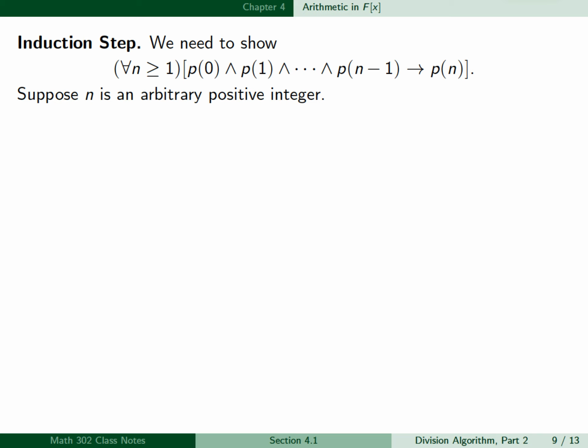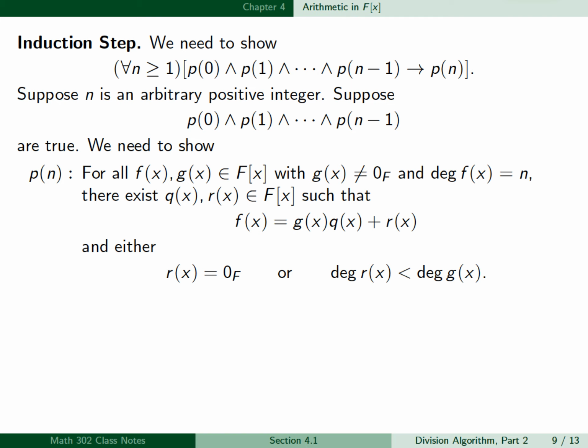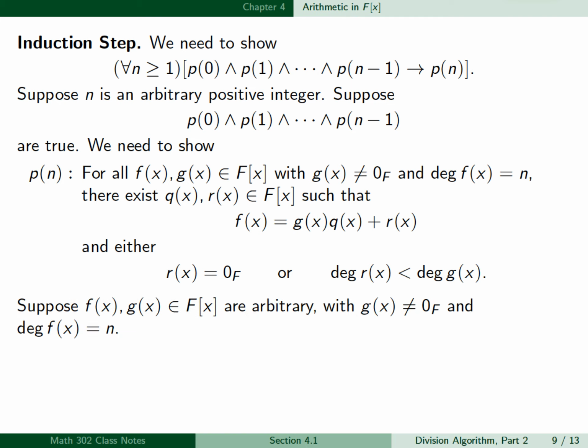So let's suppose n is an arbitrary positive integer, and we'll suppose our hypothesis holds, so p of 0 and p of 1 all the way down to p of n minus 1 are true. We then need to show p of n. So to show p of n, we're going to suppose f of x and g of x are arbitrary, with g of x not equal to 0 and the degree of f of x is equal to n.